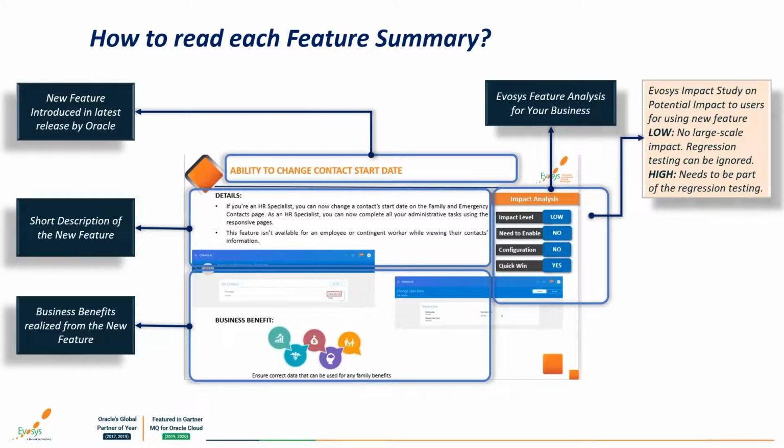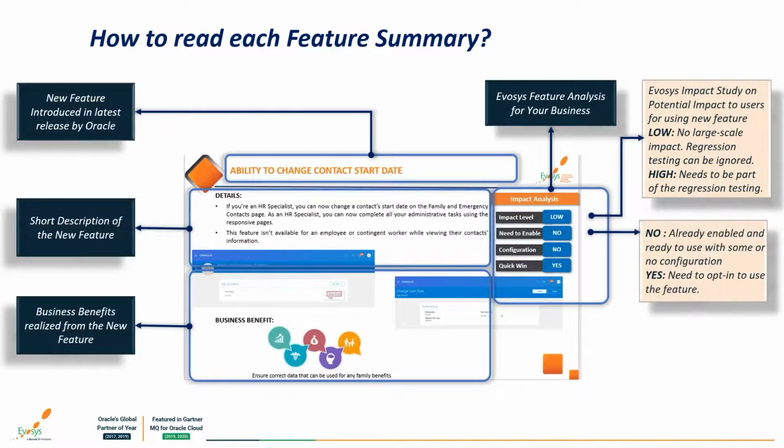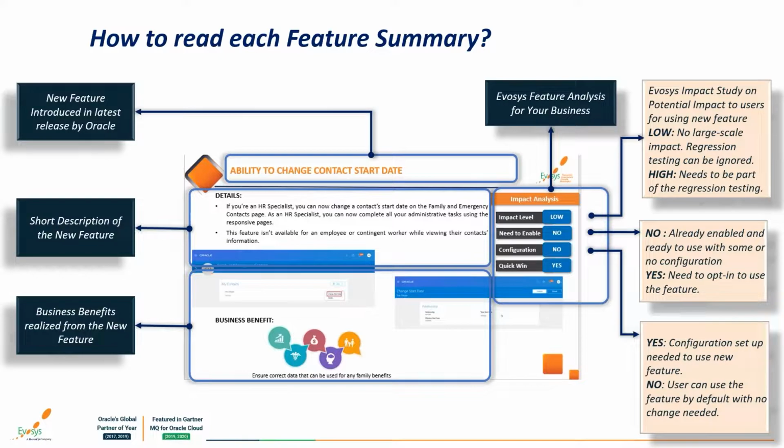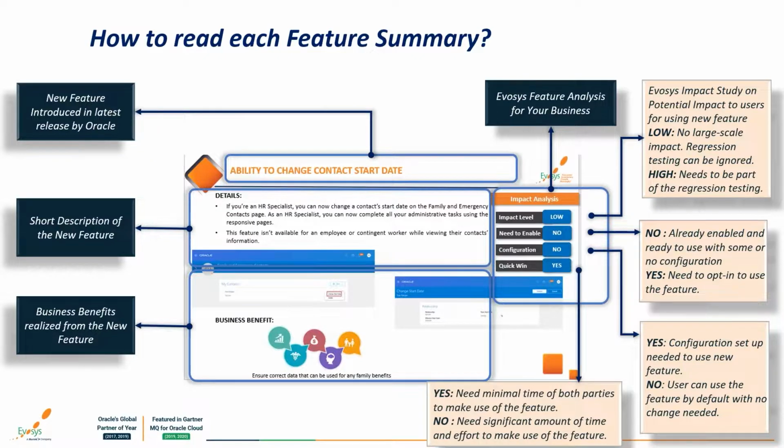If it's a low impact, then regression testing can be avoided. If it's a high impact, then we need to offer regression testing. The second one: we all are aware that there are some features which are auto-enabled by default by Oracle, and there are some which we need to opt for. The third one highlights the nature of the feature. There would be certain configurations which may be required, and some can be used without any changes at all. And the last one is the quick win. This term we use to simply convey what is ready to use by investing a minimum amount of time, and what requires a significant amount of time and effort to make use of the feature.